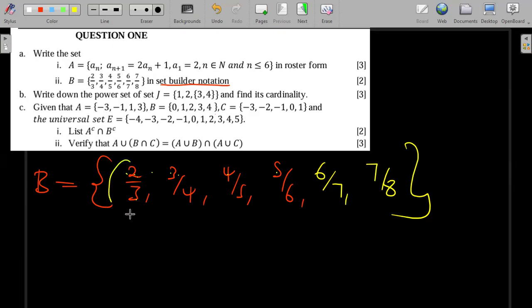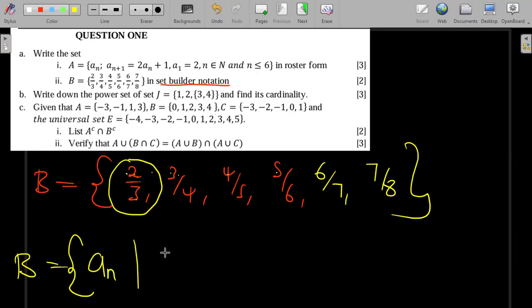But when you look at the relationship within just one term, we see that whatever is on top increases by 1 when you go to the denominator. Whatever is on top increases by 1. So we'll say our set B will just be the set of all AN such that AN is equal to N divided by N plus 1. That's what we can see here.